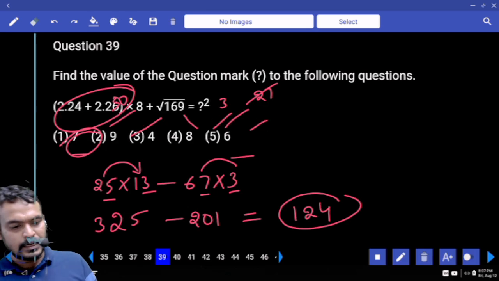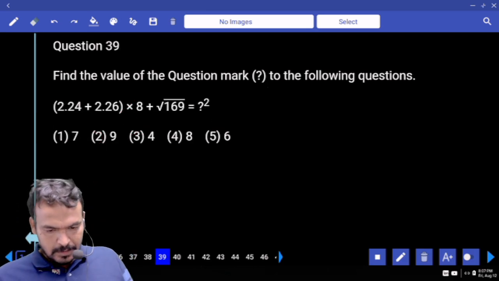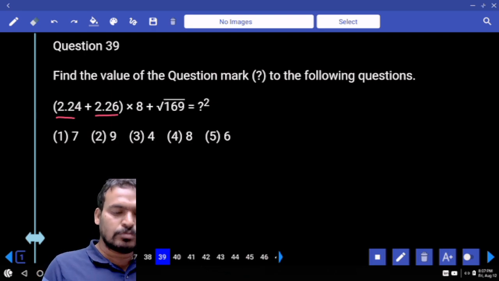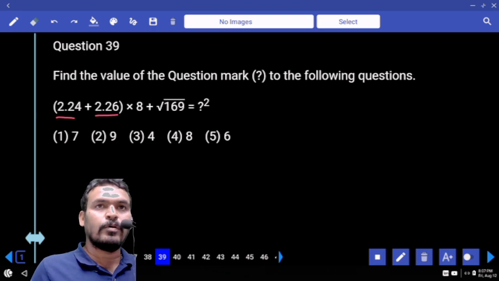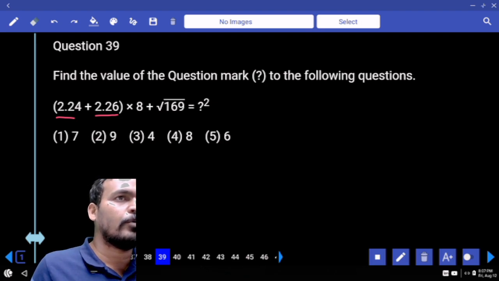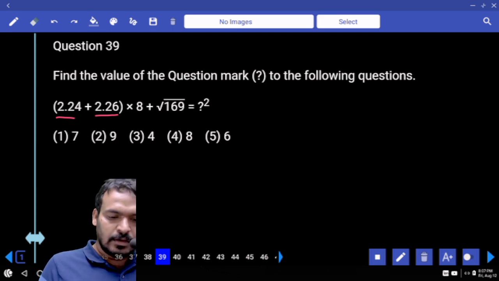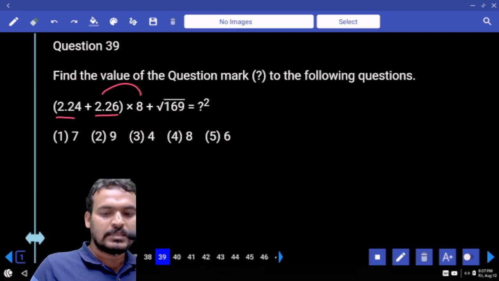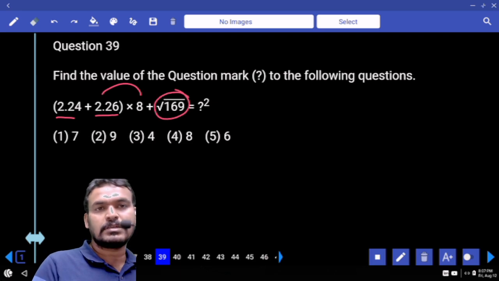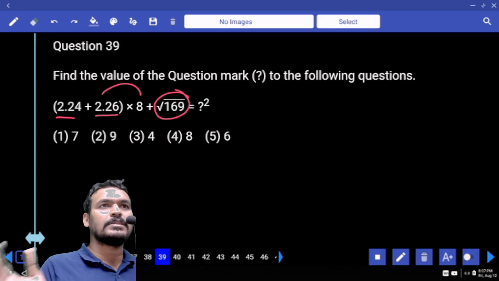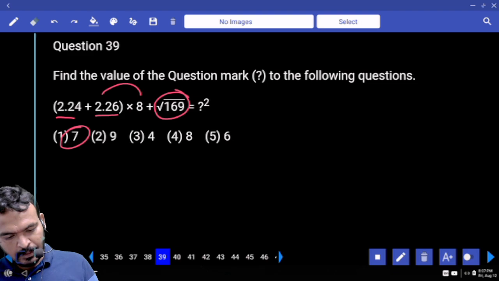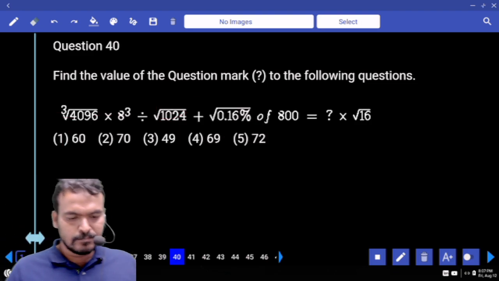Next question number 39. First priority, bracket value. 2.24 plus 2.26, almost 4.5. 4.5 means 9 by 2. Okay, means 9 into 8 divided by 2. Means it is 36. And square root of 169? 13. 36 plus 13? 49. Which one square? 7. Next question number 40.